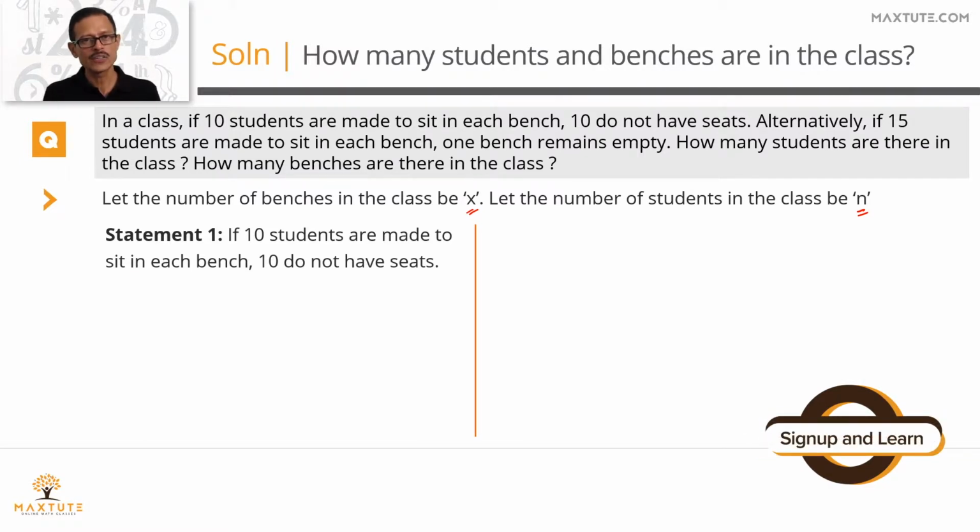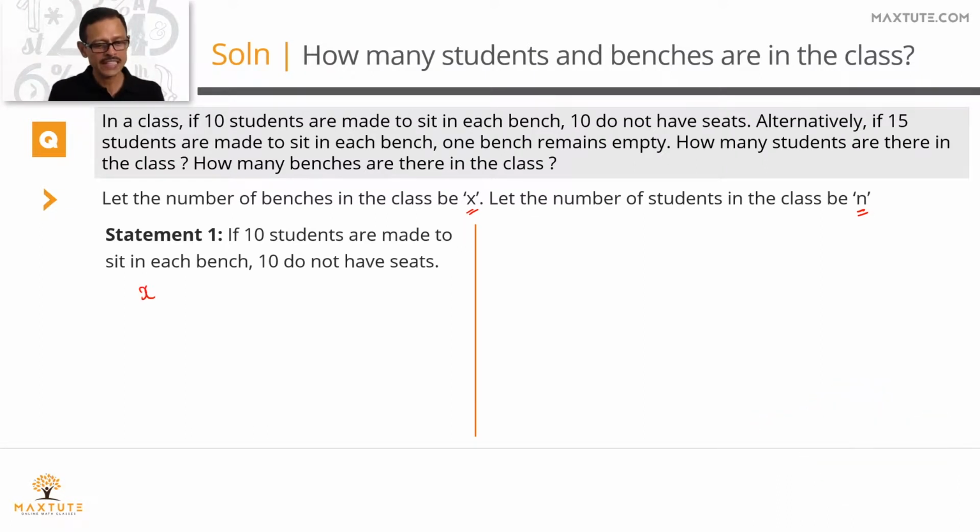If 10 students are made to sit in each bench, how many benches are there? There are a total of x benches. How many students per bench? We're getting 10 students to sit in each bench. So how many students are seated? 10x students are seated in the class. If we do this, we find that 10 students do not have seats. So how many students have no seats? 10 students have no seats.